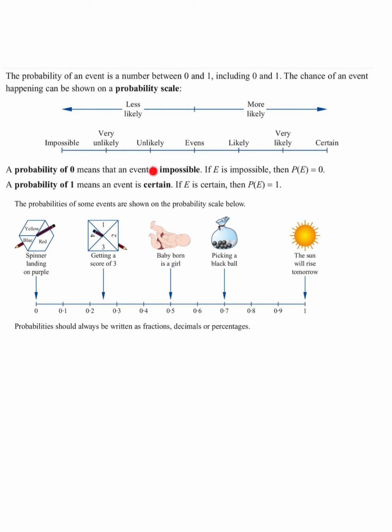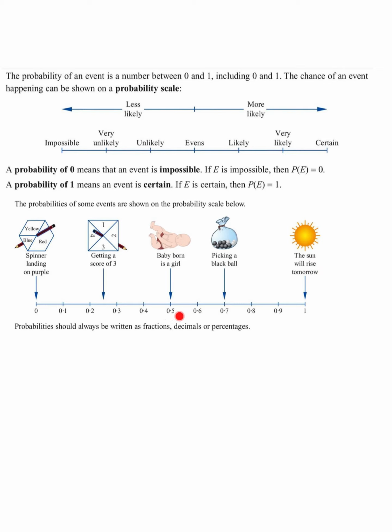A probability of 0 means the event is impossible. So like look down here, you have a spinner, and the chances of that spinner landing on purple is 0 because there is no purple here. A probability of 1 then has to happen, so the sun will rise tomorrow.